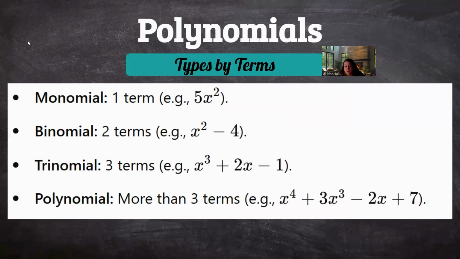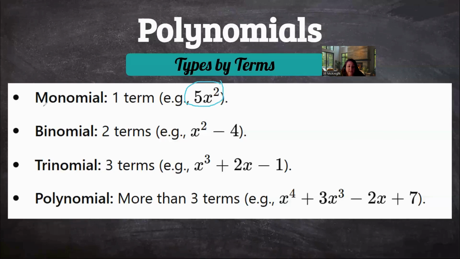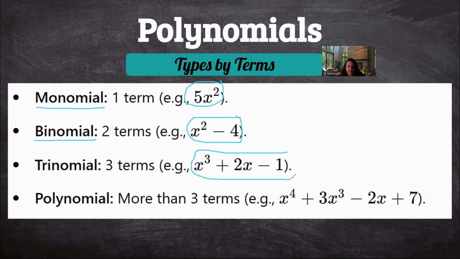There's different names for polynomials based on how many terms they have. If it has only one term, like this one, it's a monomial. If it has two terms, it's called a binomial. If it has three terms, it is called a trinomial. Now, all of these are polynomials, but if it has more than three terms, it's just called a polynomial. There's other names for it, but we'll get into that later.